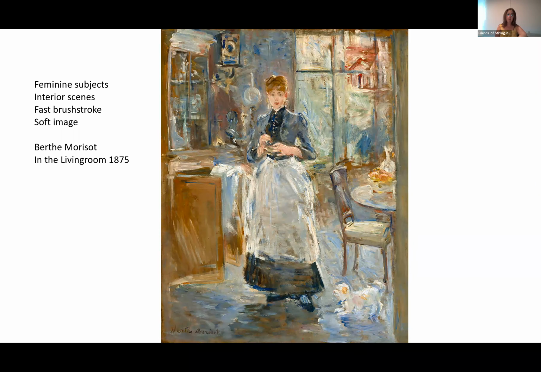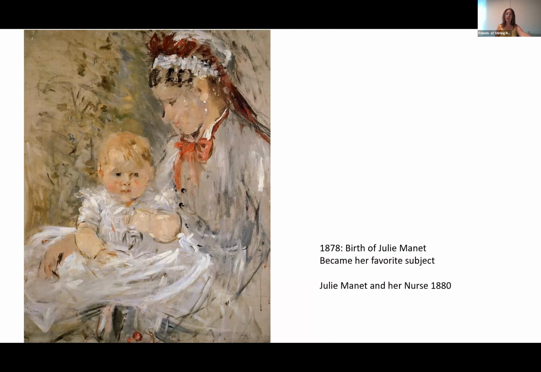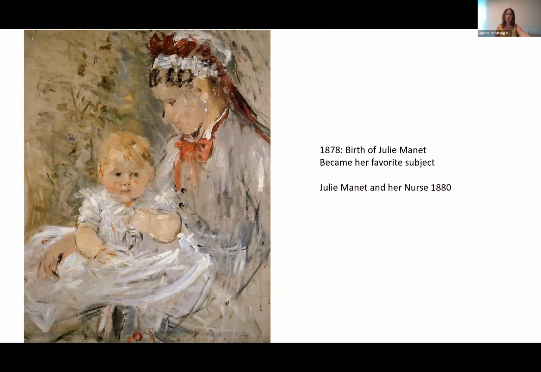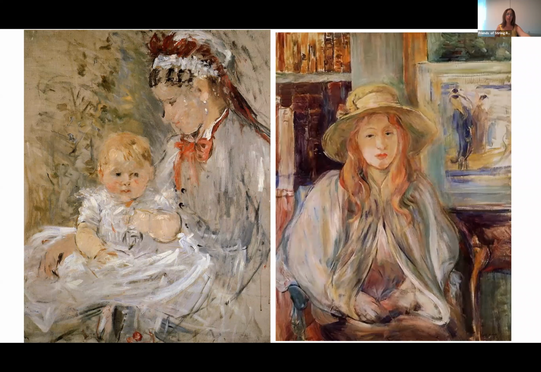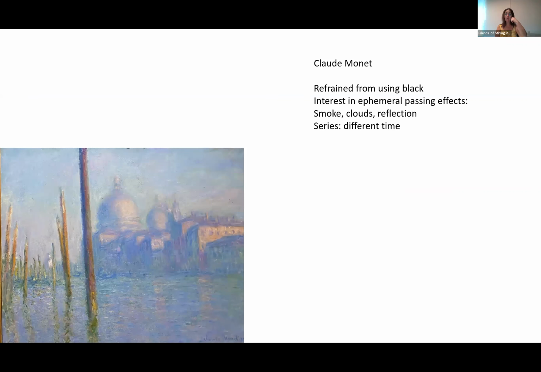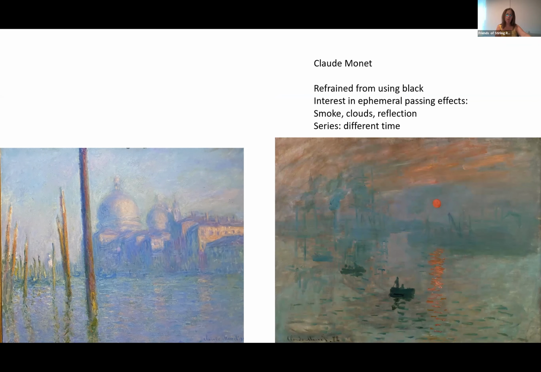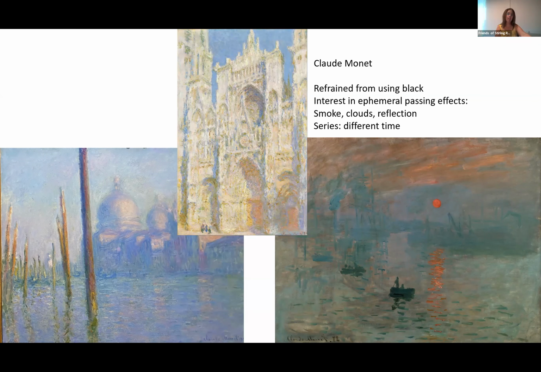We see Berthe Morisot, also feminine subjects, interior scenes of their house, a very fast brushstroke and very soft image. She painted very often her daughter, as you can see here. On many occasions, we see her daughter growing up. Then we have Monet, who actually did not use black anymore at some point. He was interested in the passing effects, the ephemeral, the smoke, the clouds, the reflection on the water. And he made many series at different times of the day or of the year.